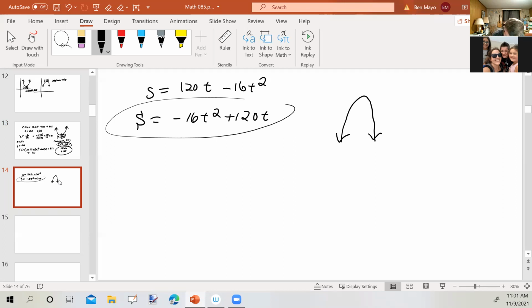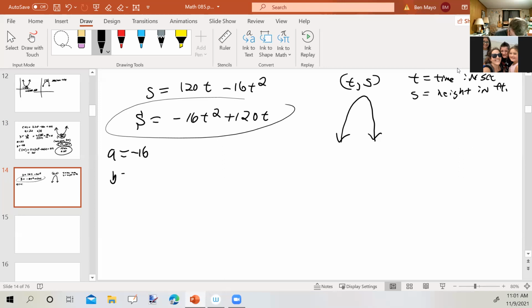All right, our ordered pairs are in the form T and S, where T is time in seconds, and S is height in feet. So we've got time in seconds, height in feet. So basically I need to find the vertex. A is -16, B is 120. For this case, C is 0, isn't it? We don't need C, but C is 0.